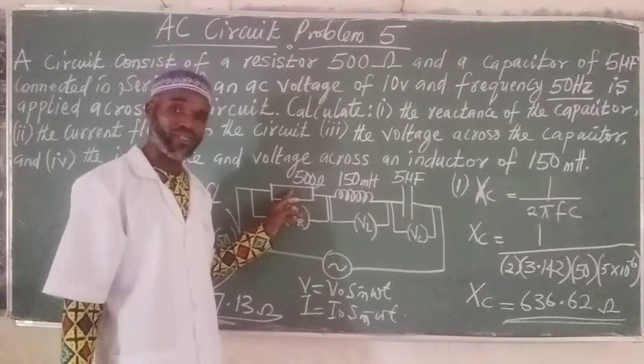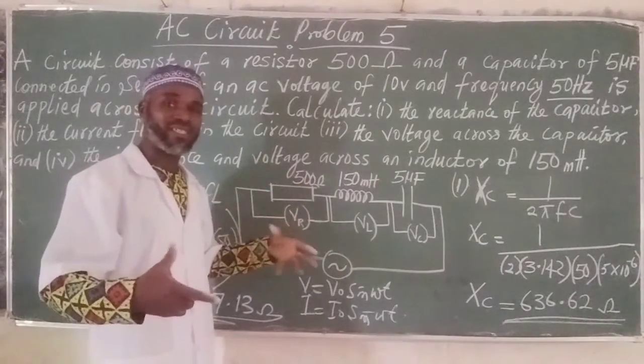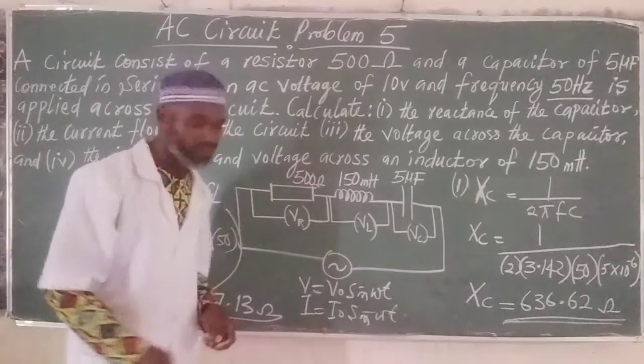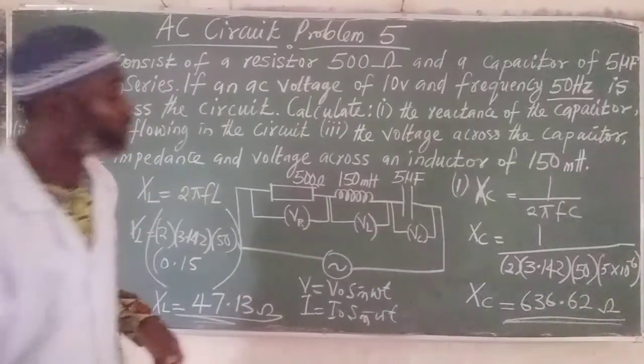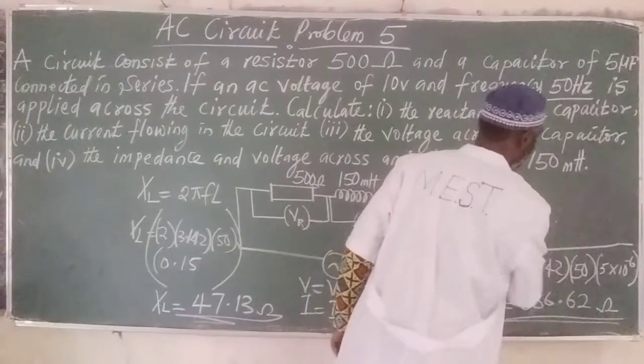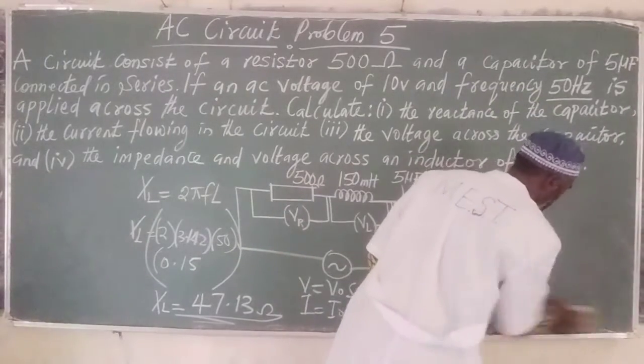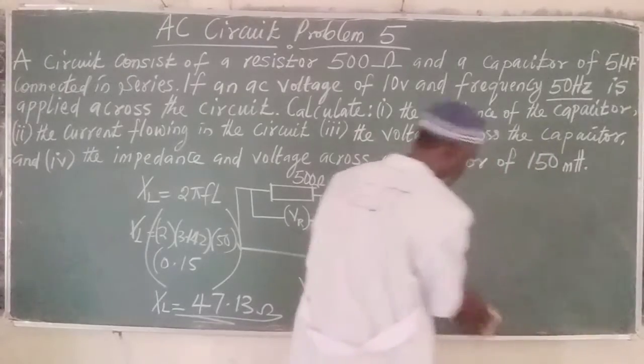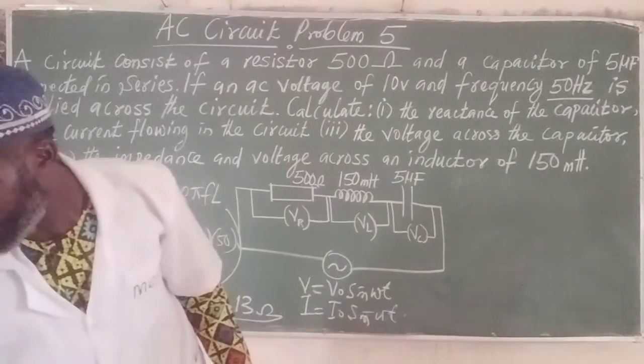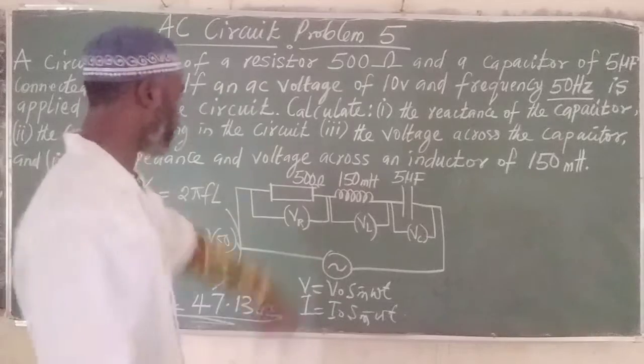resistance or of the resistor, and then use it to find the impedance. So the next thing we are going to do now is to find the impedance. The impedance is very simple, and we're going to do that right away without wasting time, because that is the first step before we can now find the total current flowing in the circuit.